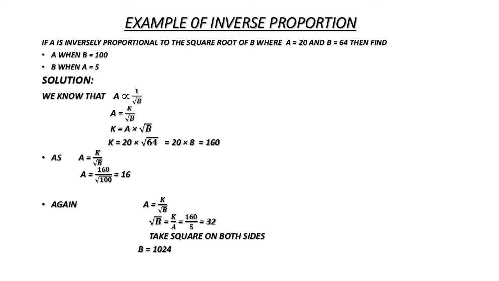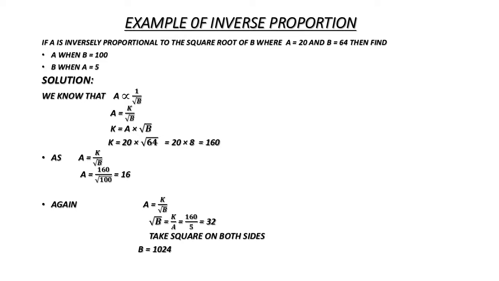Now the first part of the question is find the value of a when b is 100. So as a is equal to k over square root b, now we will put the values of k and b to get the value of a. So a is equal to 160 over square root 100, right? As you know, the square root of 100 is 10. So 160 over 10, we get 16. It means the value of a is 16, okay?